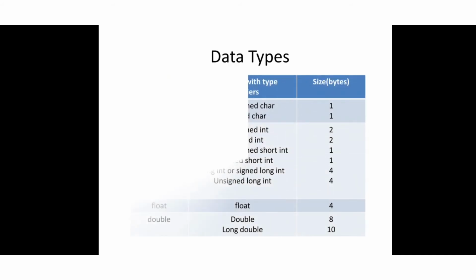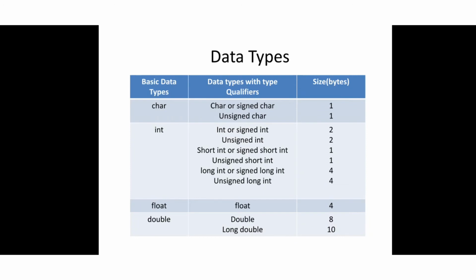Data types. C supports different data types. Storage representation of these data types is different in memory. There are 4 fundamental data types in C. Char is used to store any single character. Int is used to store an integer value. Float is used for storing a single precision floating point value. And double is used for storing a double precision floating point number.